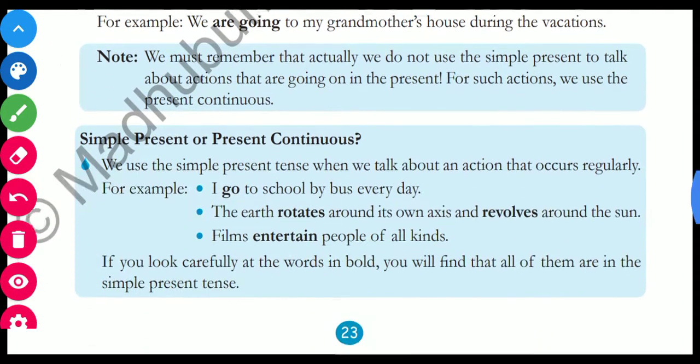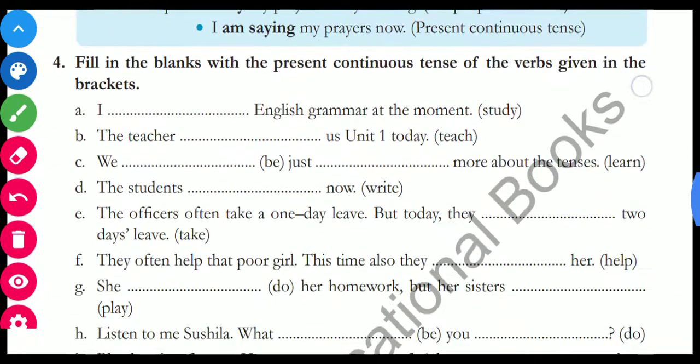Now let us come to exercise 4. Fill in the blanks with the present continuous tense of the verbs given in the brackets. So let's see the first one. I dash English grammar at the moment. Study. Remember the rule? वापस से rule याद करो, क्या था rule? Subject plus is या am या are. Is मालूम है कब लगता है, जब we have a pronoun in singular. Am is always used with I, and are is always used with the plural form of pronoun or noun. So always remember this thing.